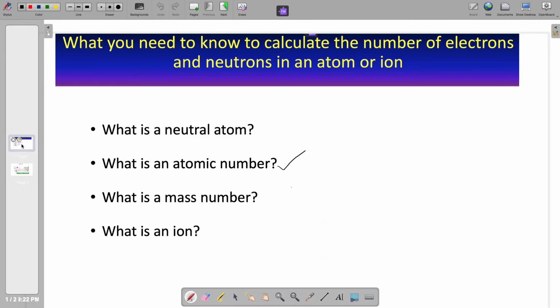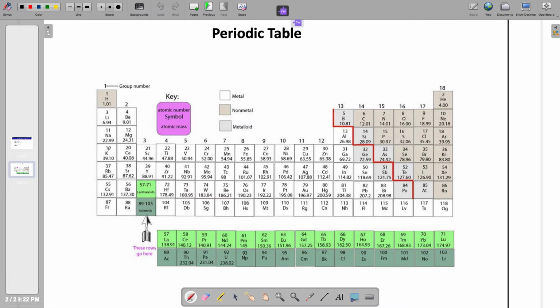So let's move on to the next. What is a neutral atom? A neutral atom is an atom that has an equal number of protons and electrons. So for instance, if we look at sodium on the periodic table, you notice that sodium, which is over here, has 11 written on it. So sodium has an atomic number of 11.